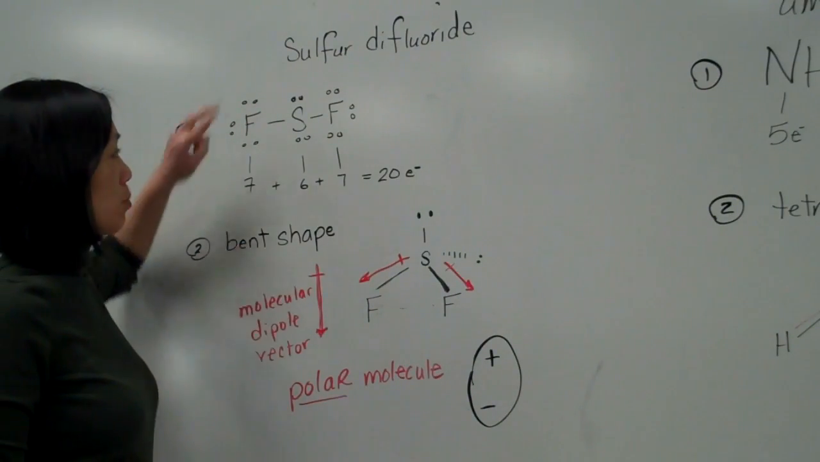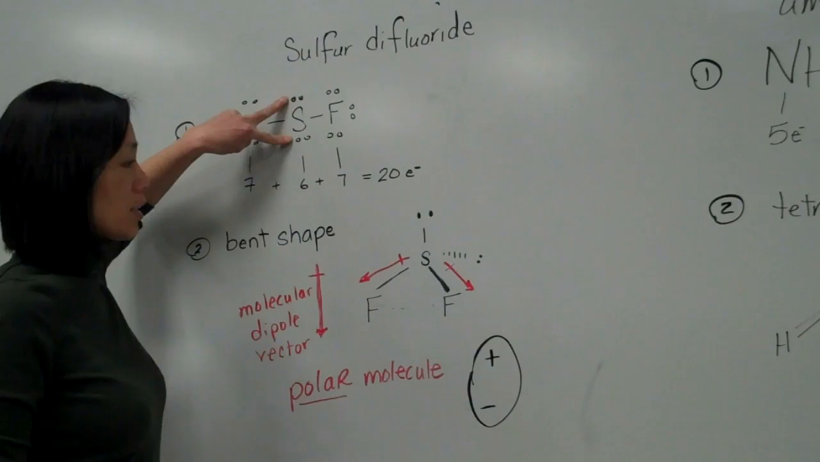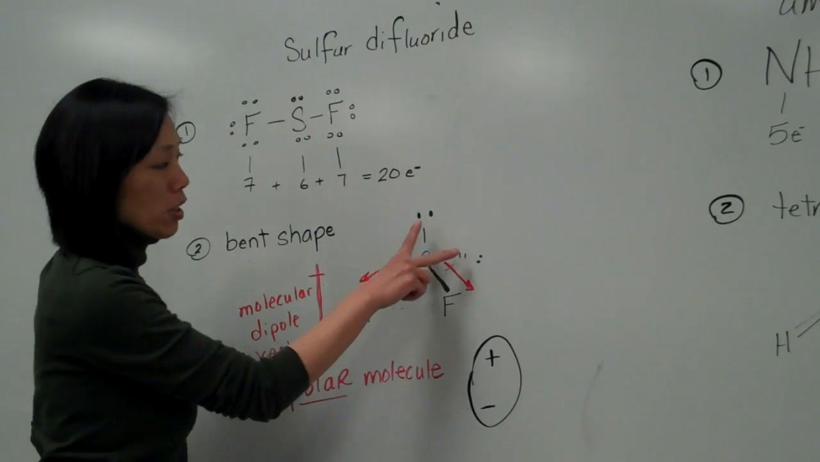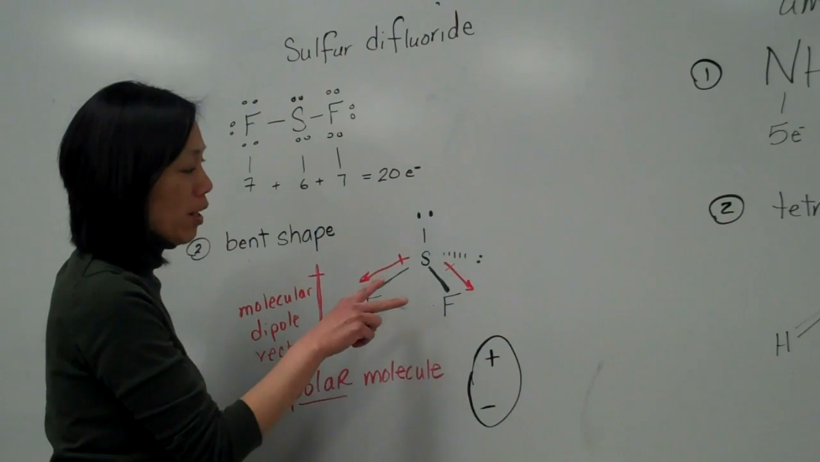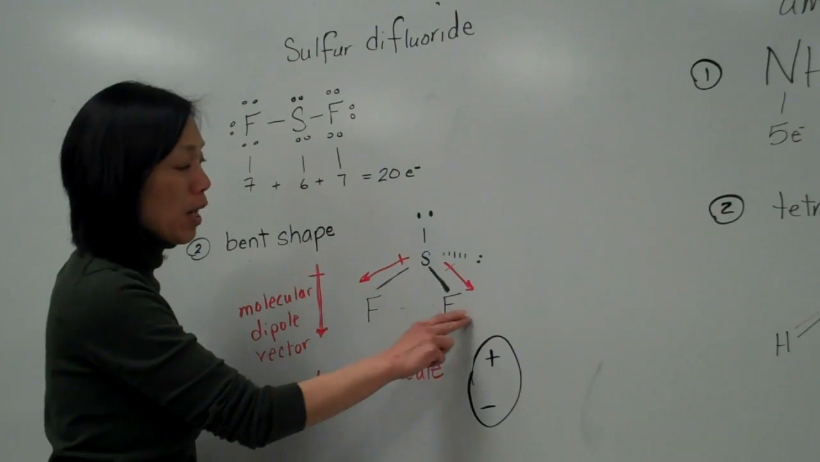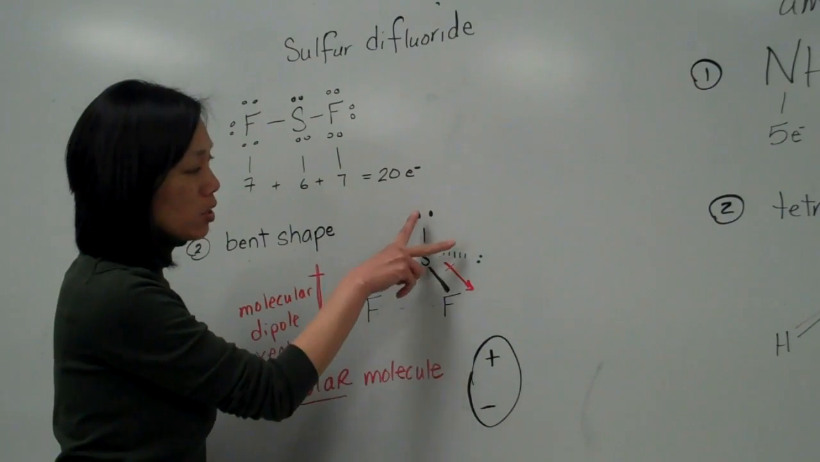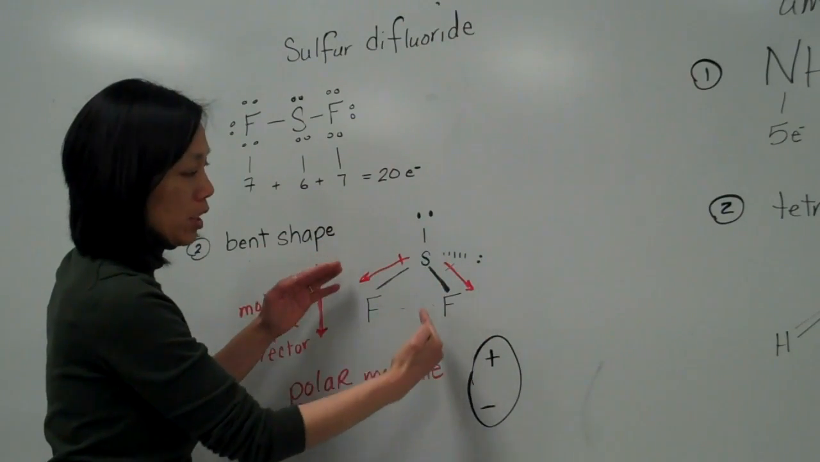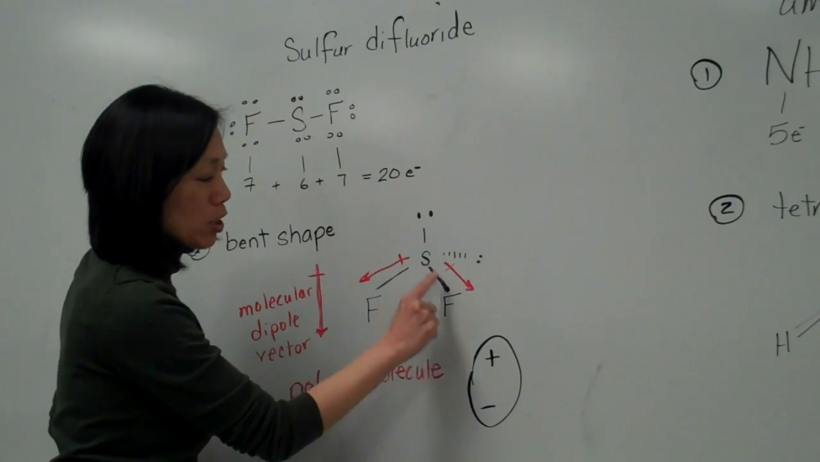We get a bent shape because the lone pair electrons on the sulfur actually create a lot of repulsion for each other, as well as for the electrons that would be on the fluorine. So these 2 lone pair electrons actually push the fluorine atoms closer together, creating this bent shape right here.